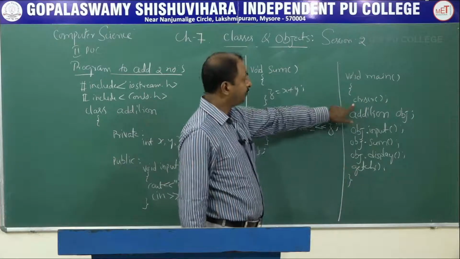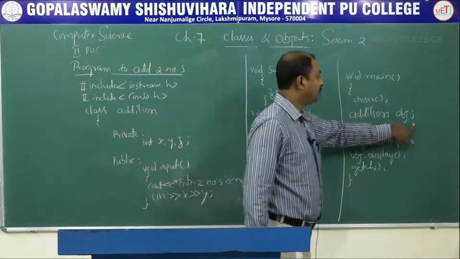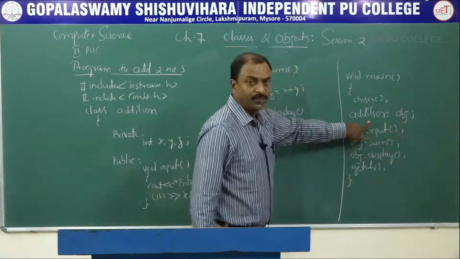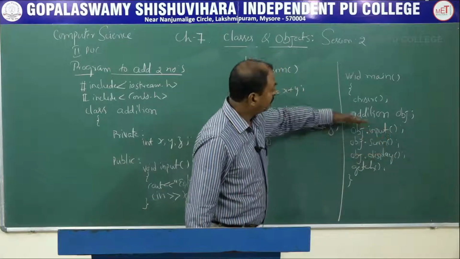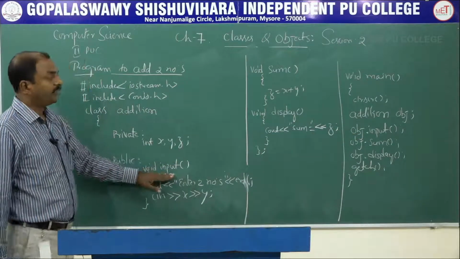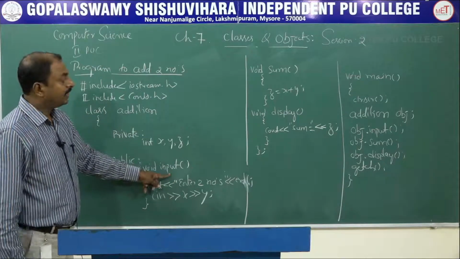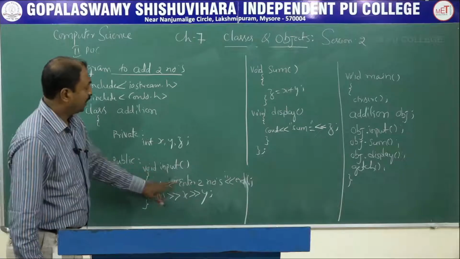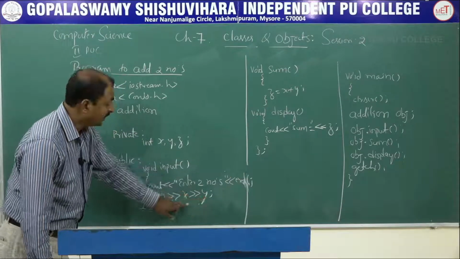So in this example, clear screen. Next, Addition space obj. The first step is that it creates an object of the class Addition. After this, the next statement is obj dot input. So the control transfers from here to the input function inside the class. We are accessing this member function through the dot operator, that is the direct access operator. With the help of this, the computer accepts the two values of x and y with the help of the cin statement.